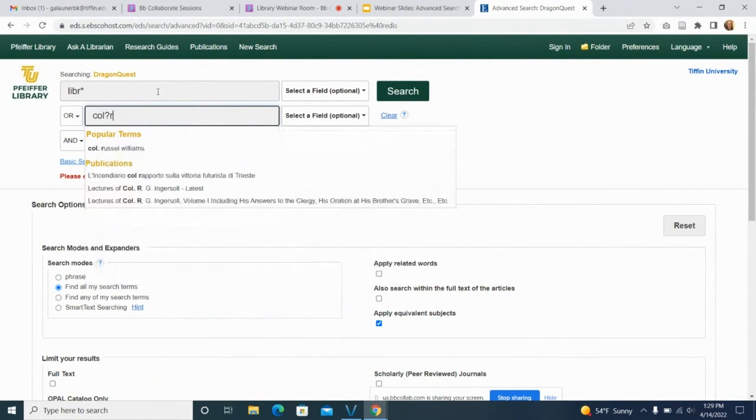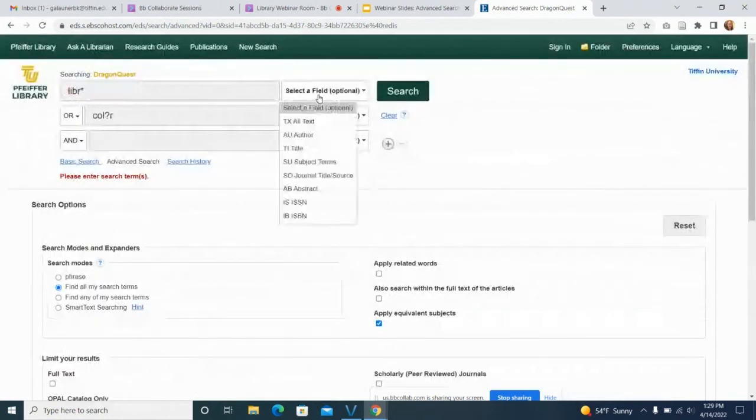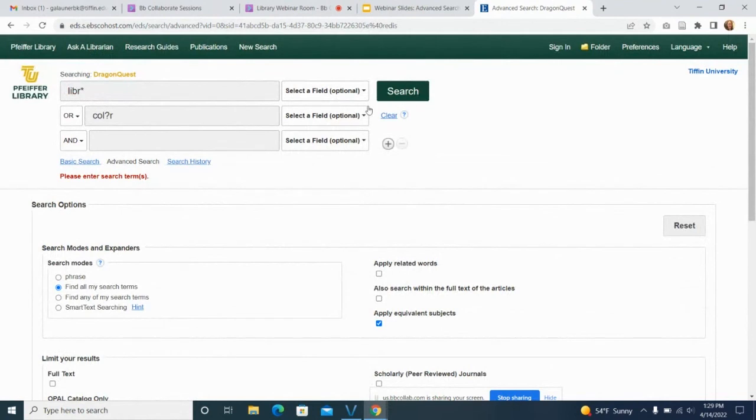I'm going to do the color wildcard too. And like I said, you can change these as well, and you can also change these to categorize your search terms. I'm not going to for the sake of this exercise here. I'm going to see if we even get anything.